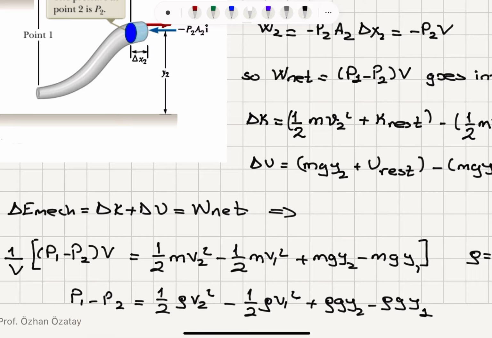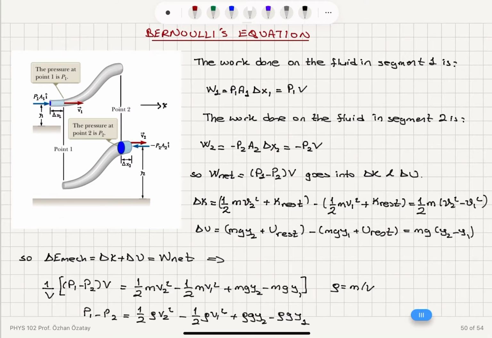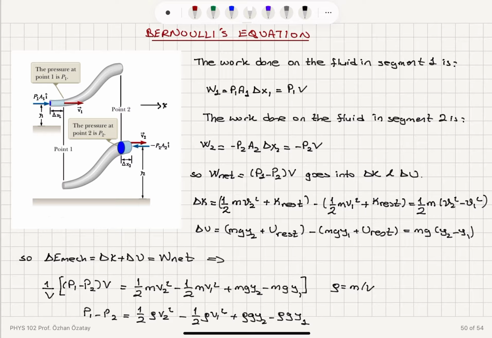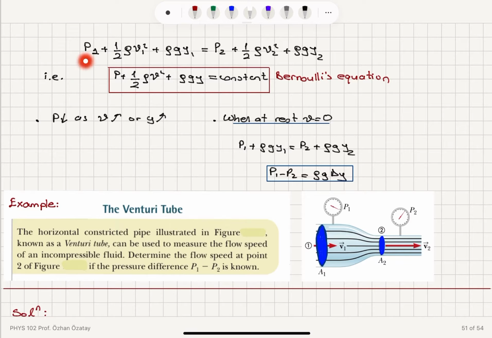P1 minus P2 equals 1/2 rho v2 squared, where m divided by V, the mass of the fluid particles in the section divided by their volume, is the density, minus 1/2 rho v1 squared, and this will be m over V also, plus rho g y2 minus rho g y1. Okay, so rho is mass divided by volume. Now, if I take P2 to the right-hand side and the v1 squared and y1 terms to the left-hand side, I can see that P1 plus 1/2 rho v1 squared plus rho g y1 is equal to P2 plus 1/2 rho v2 squared plus rho g y2.